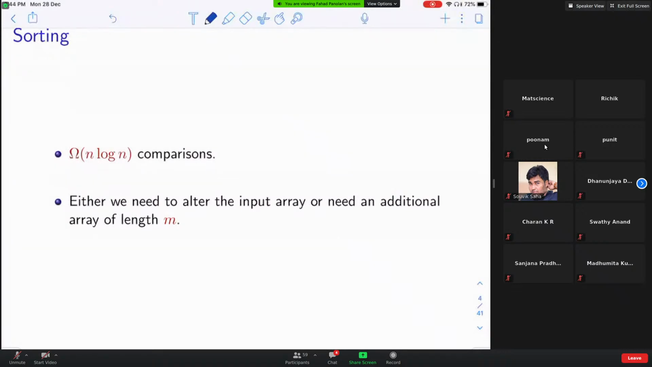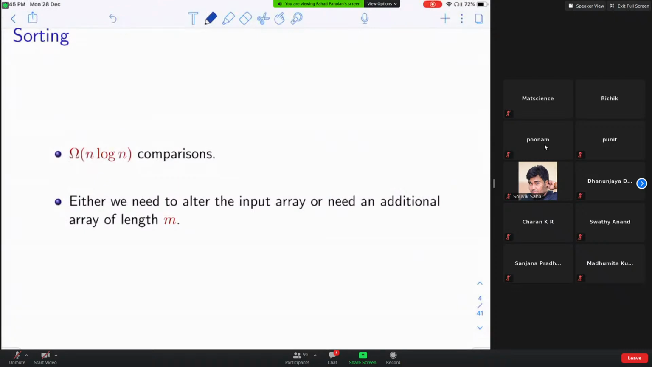Either I need to change the input array, or, if I'm not allowed to change it, say the input array is read only, then I have to use an additional array of length m. Okay, so solving this problem using sorting will have these two disadvantages.